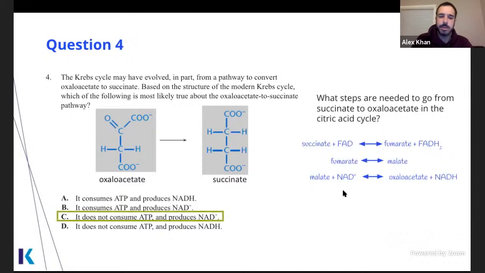Like all from memory, right? And you get to C as the answer. Fine. I'm going to show you a type of MCAT reasoning that shows that you don't necessarily always need to master all the details.